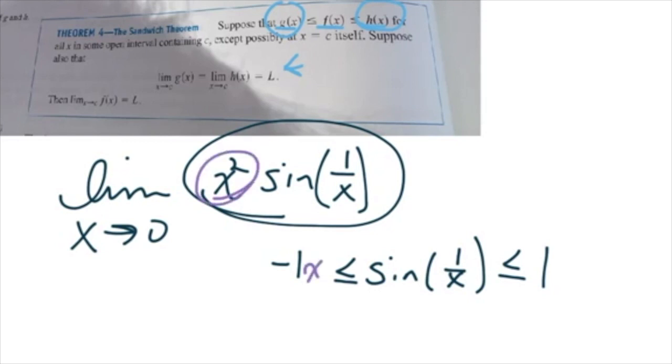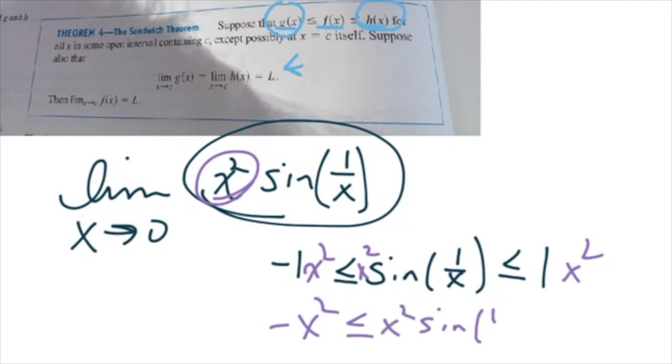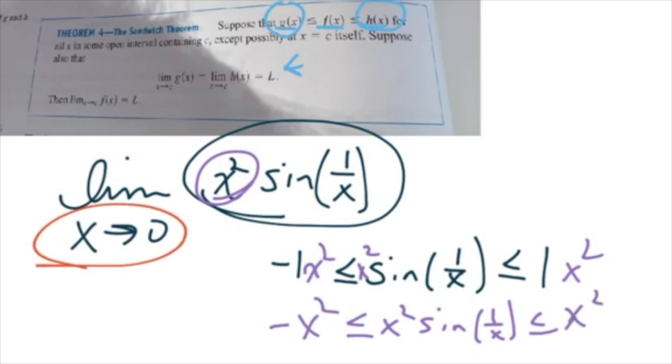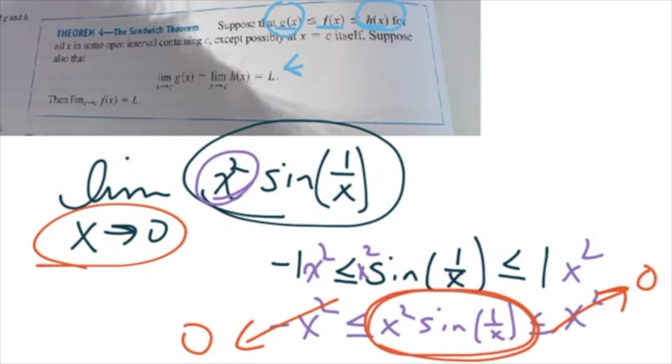So what if I came through and just multiplied every piece by x squared? Well, now I have -x squared less than or equal to x squared sine of 1 over x, which is also less than or equal to x squared. Now, if I take x going to 0 of this side, I get 0. If I take x going to 0 of the right-hand side, I get 0. So that really leaves this guy no other place to go but 0. So that's how you can fish through with the sandwich theorem.